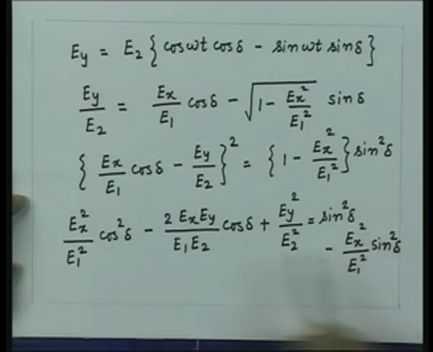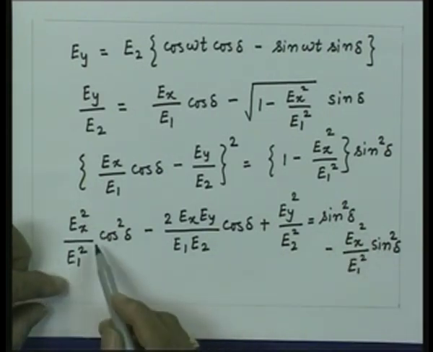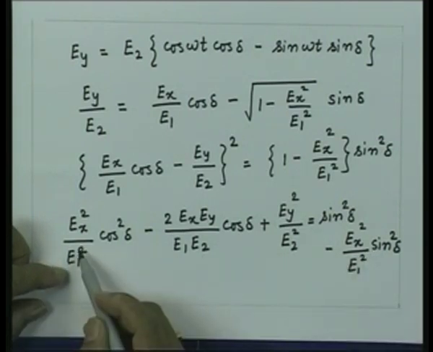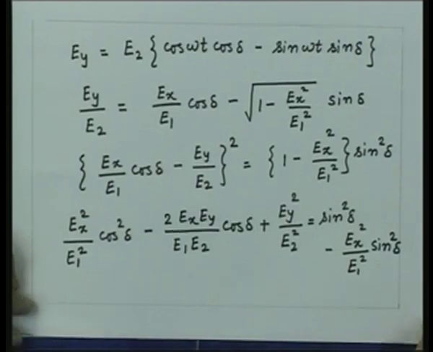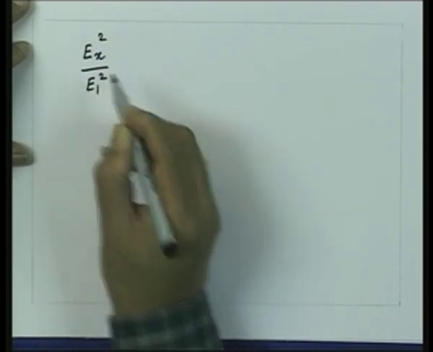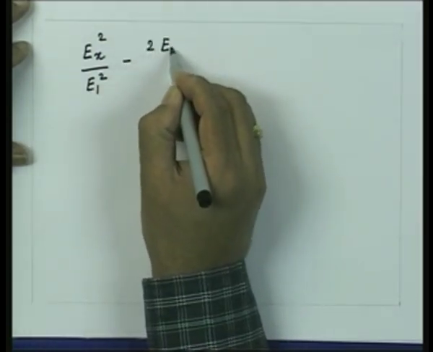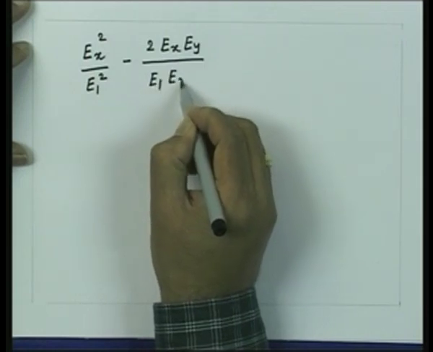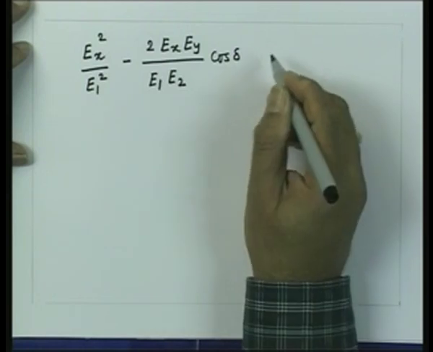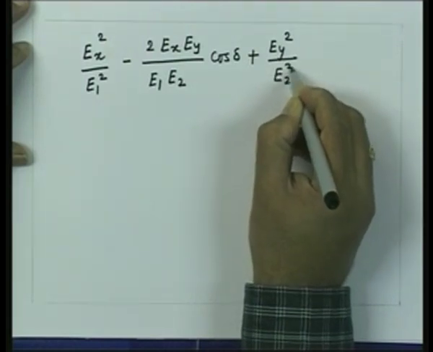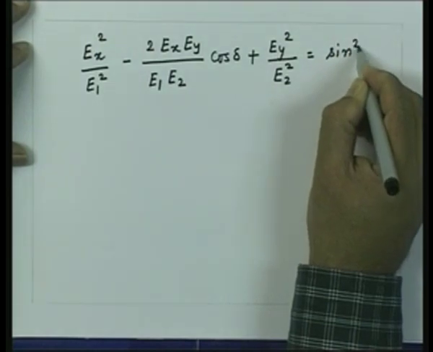Now, I can bring this term on this side, and that will give me Ex square upon E1 square into cosine square delta plus sine square delta, that will be equal to 1. So, if I bring this term on this side and add with this, I will get only Ex square upon E1 square. So, simplifying this, finally I get an equation which is Ex square upon E1 square minus 2 Ex Ey upon E1 E2 cosine of delta plus Ey square upon E2 square, that is equal to sine square delta.